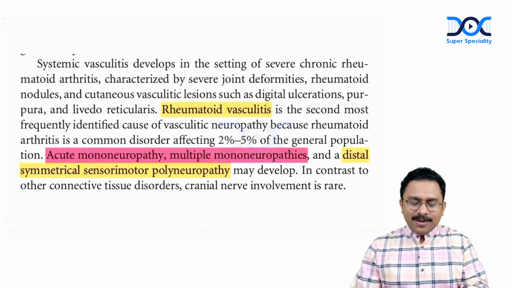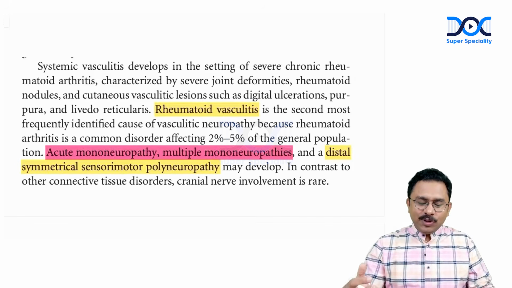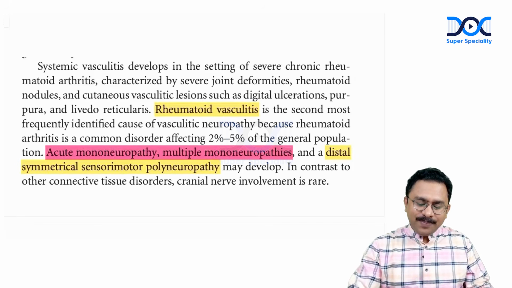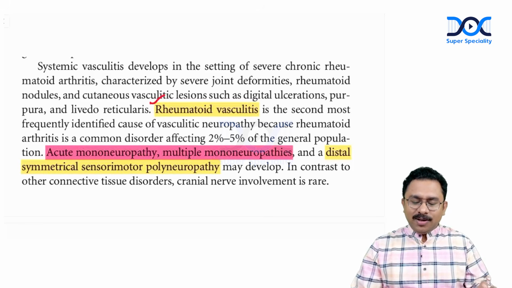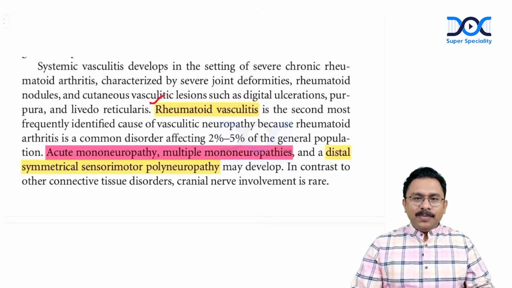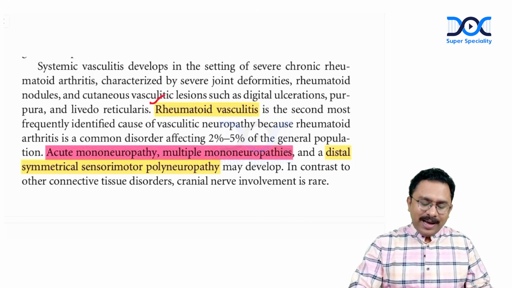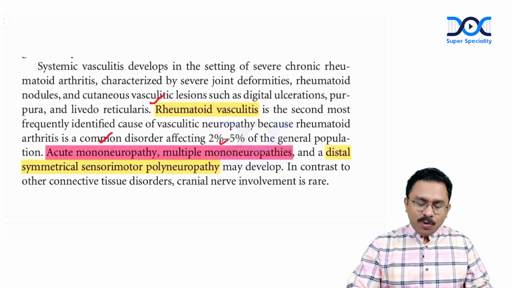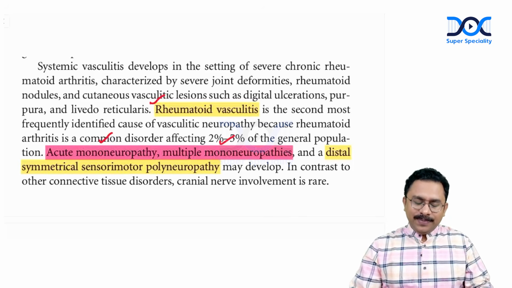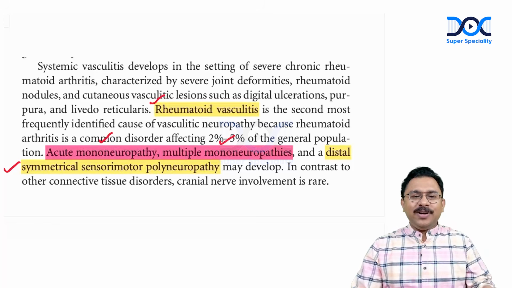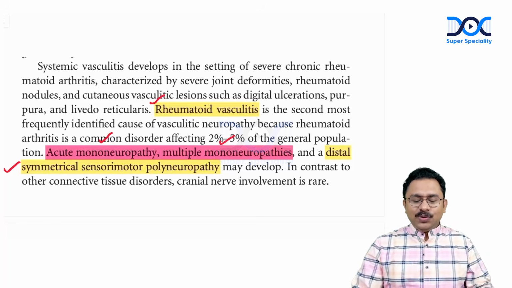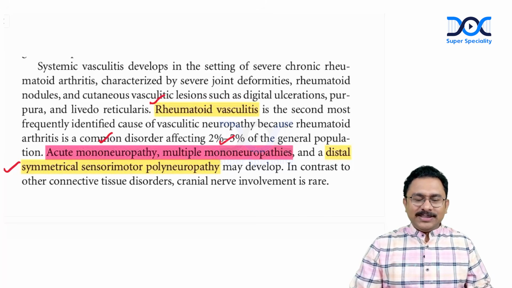So regarding rheumatoid vasculitis, you can see that Bradley is mentioning rheumatoid vasculitis is the second most frequently identified cause of vasculitic neuropathy, and it can have different patterns. You can have mononeuropathy, mononeuritis multiplex, and a distal symmetric sensorimotor polyneuropathy as given in the question. So rheumatoid vasculitis is well known to have this sort of a presentation.